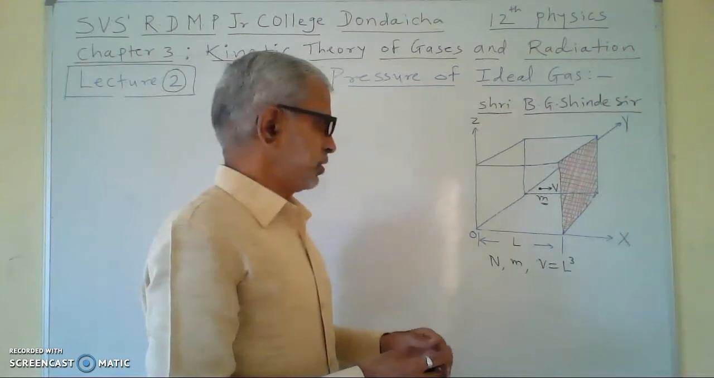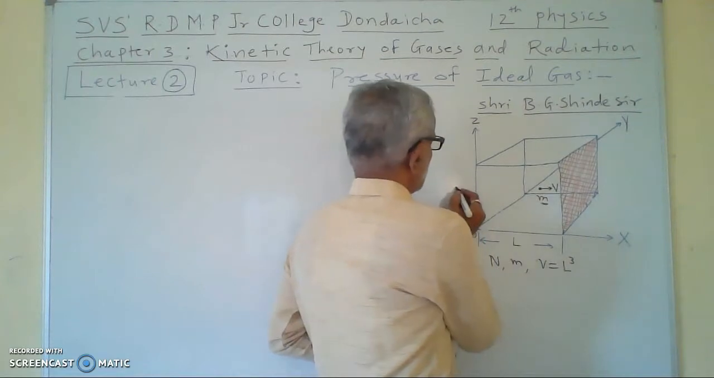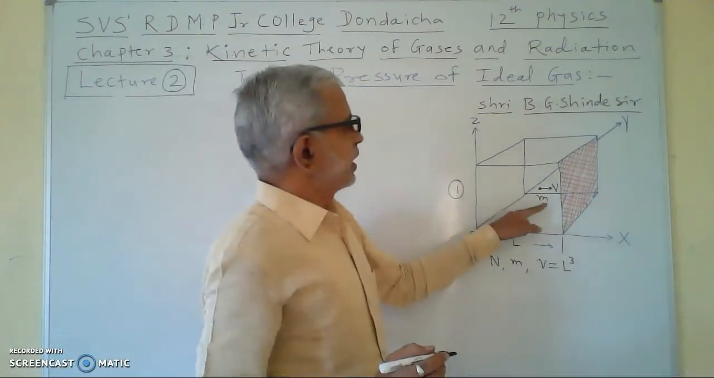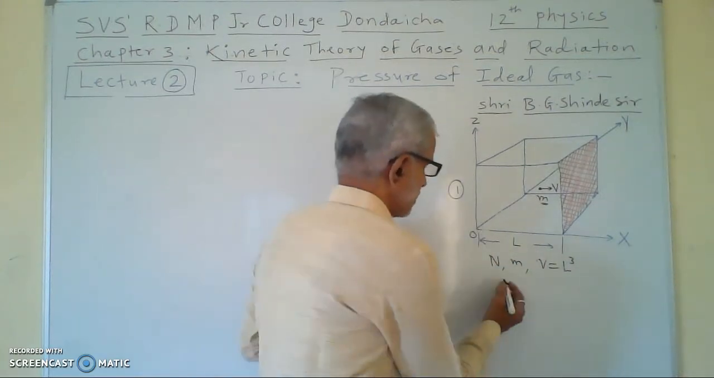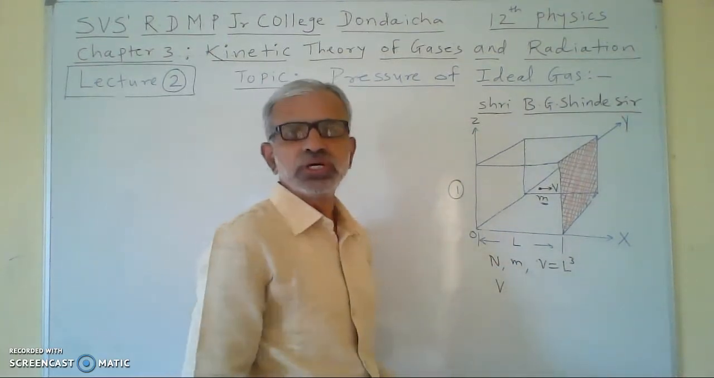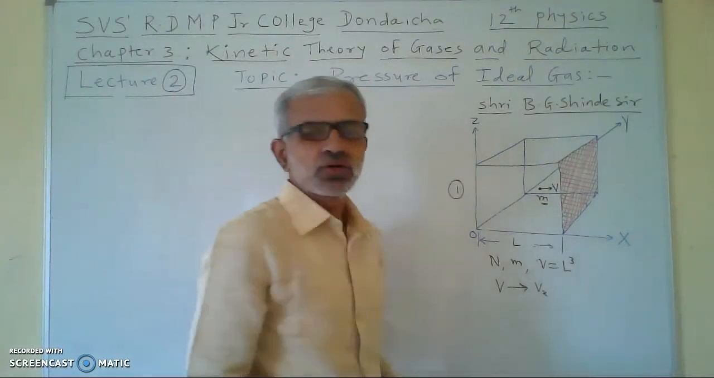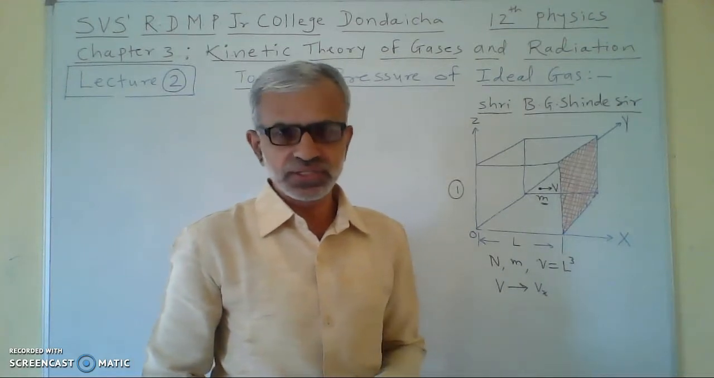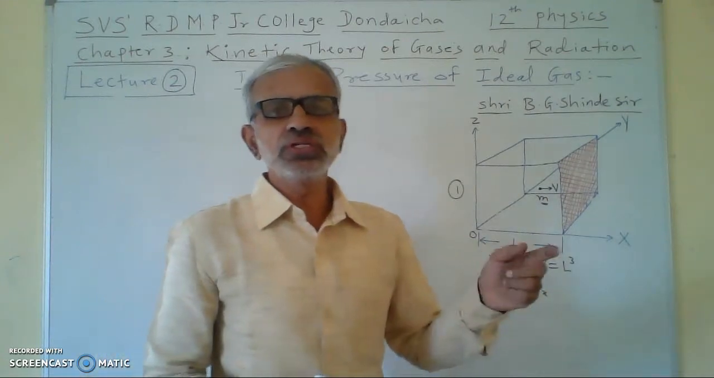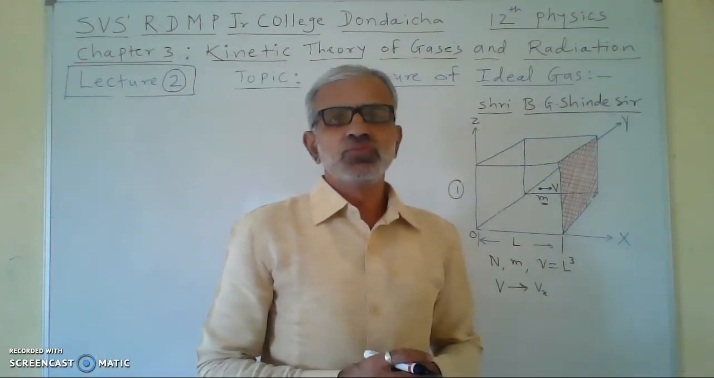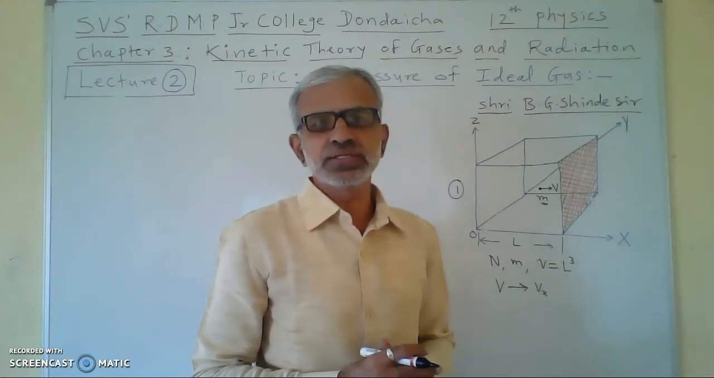So, let us consider one molecule. Consider one molecule of mass m which is traveling along x-axis with velocity v. If v is velocity of the molecule and it is moving along x-axis, we consider the component vx which is along x-axis. Actually there are 3 components, vx, vy and vz, and since this molecule is moving along x-axis, we consider velocity of the molecule along x-axis as vx.